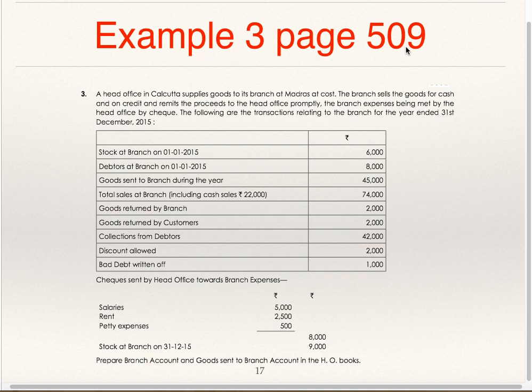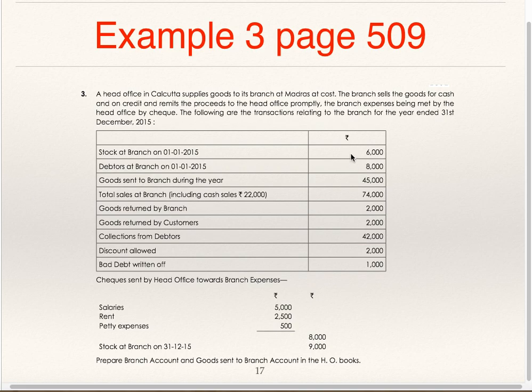Example 3, page number 509. A head office in Kolkata supplies goods to its branch at Madras at cost. It is supplying goods at cost. The branch sells the goods for cash and on credit and remits the proceeds to the head office promptly. The branch expenses are met by the head office by check. The following are the transactions relating to the branch for the year ended 31st December 15. Stock at branch on 1/1/15, opening stock. Debtors at branch on 1/1/15, opening debtors.